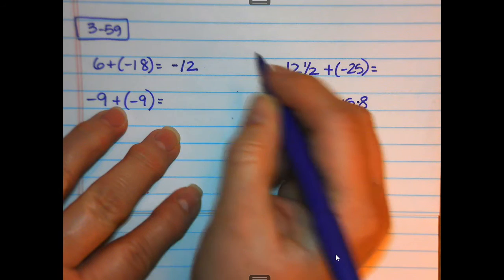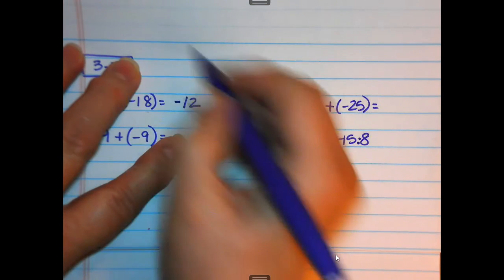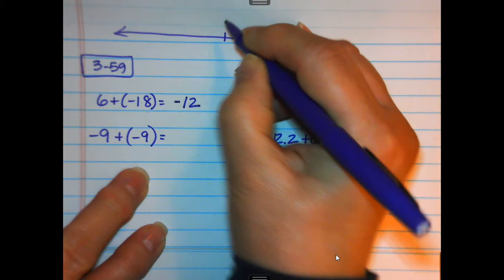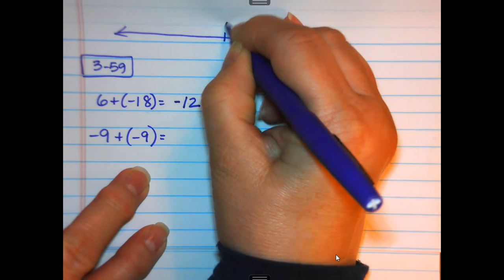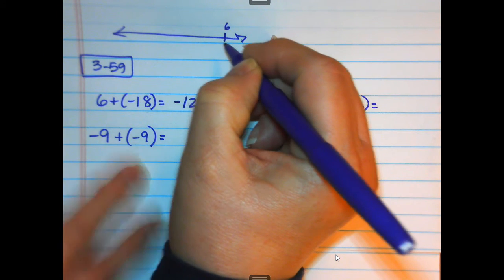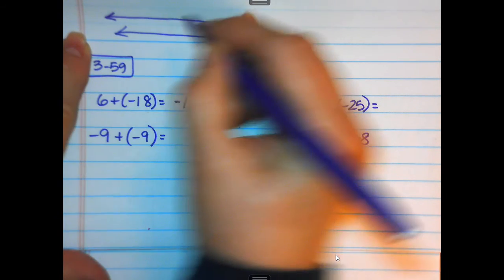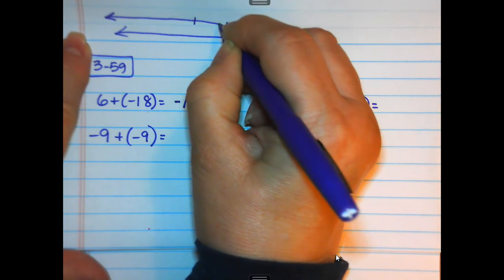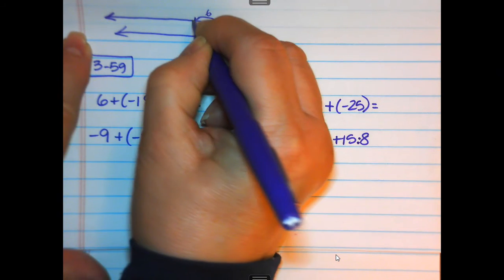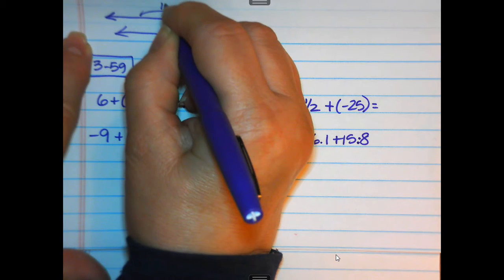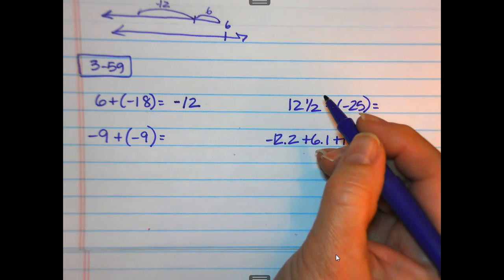Another way to think about this is if I can imagine or draw a number line up here, if 6 is here, and I'm adding negative 18, I'm going to go that way, and I have to go past 0, so I go 6, and then I go 12 more, and I end up at negative 12.